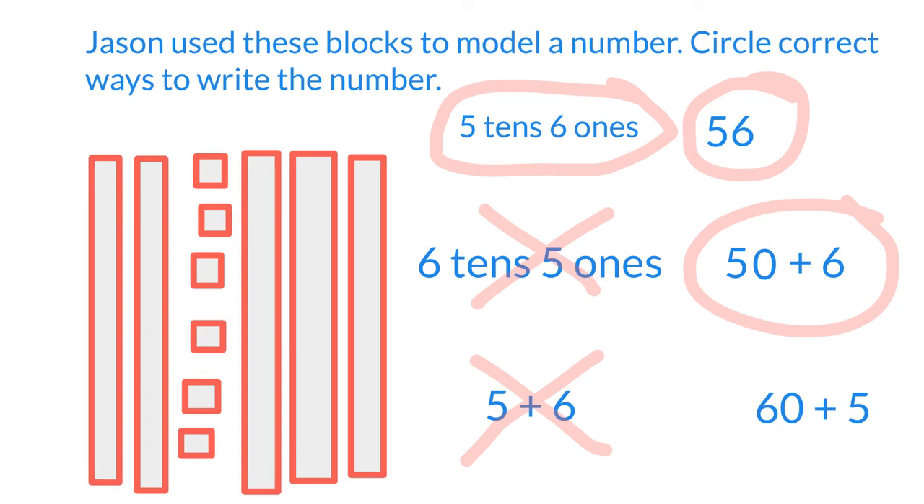And our last one over here shows another expanded one, 60 plus 5. Well, we don't have 6 tens. We only have 5 of them. So they tried to switch the digits, but these are not the correct values. So this one would be crossed out as well. The ones that we have circled are the correct standard form, the correct tens and ones, and the correct expanded form.